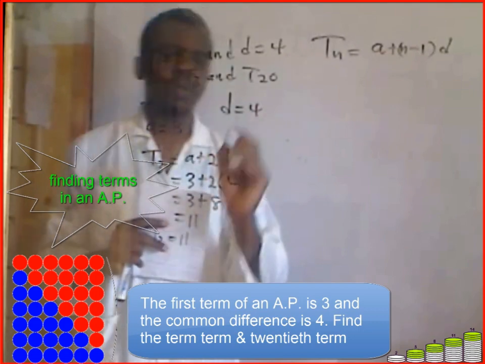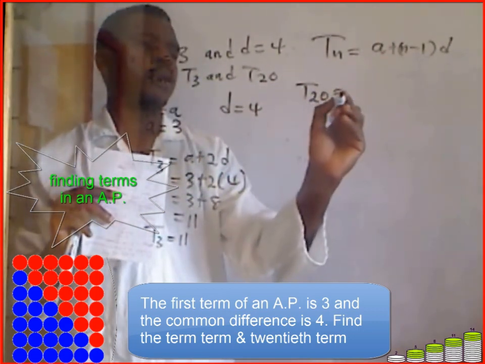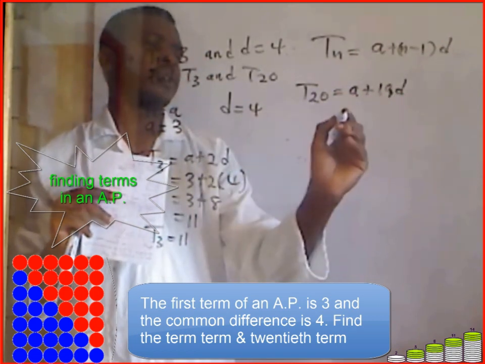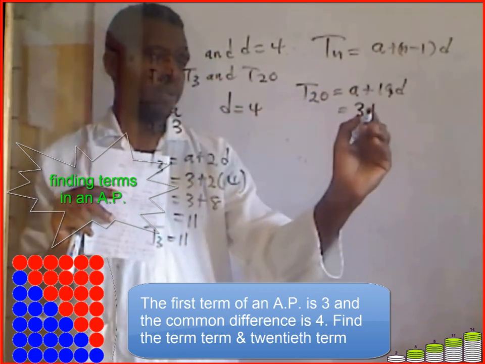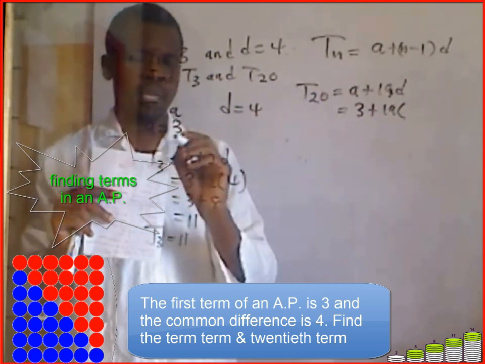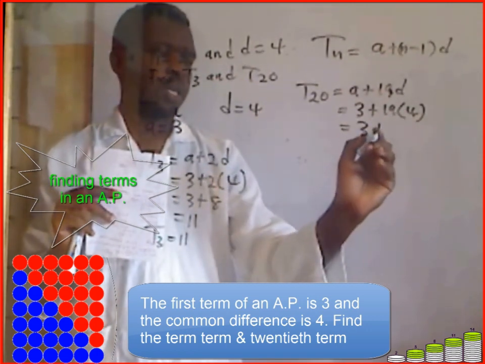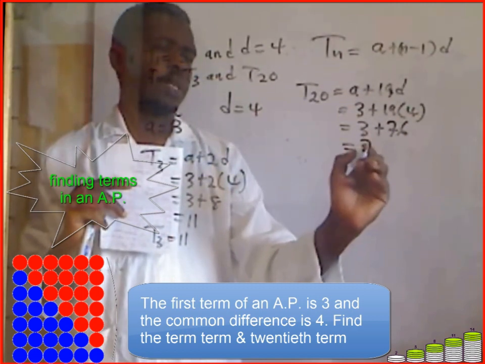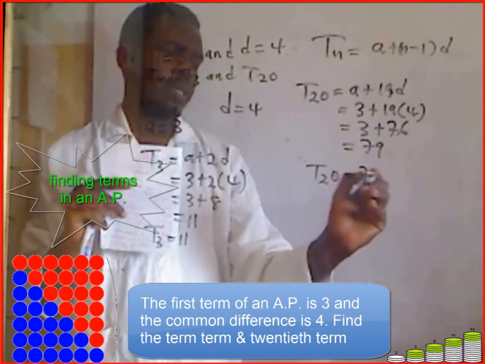Let me now look for T20. T20 will be equal to A plus 19D. This is equal to 3 plus 19 times 4. This is equal to 3 plus 76, equal to 79. T20 is equal to 79.